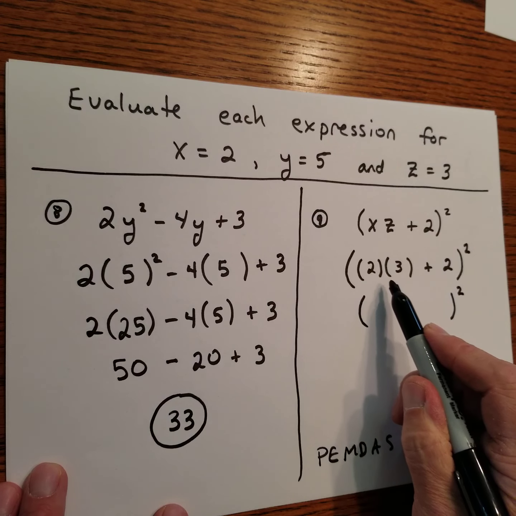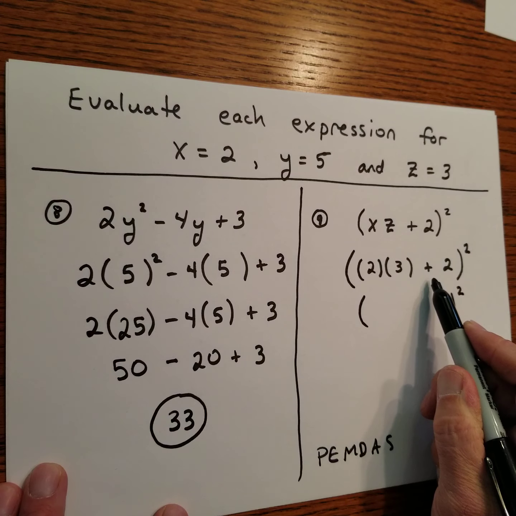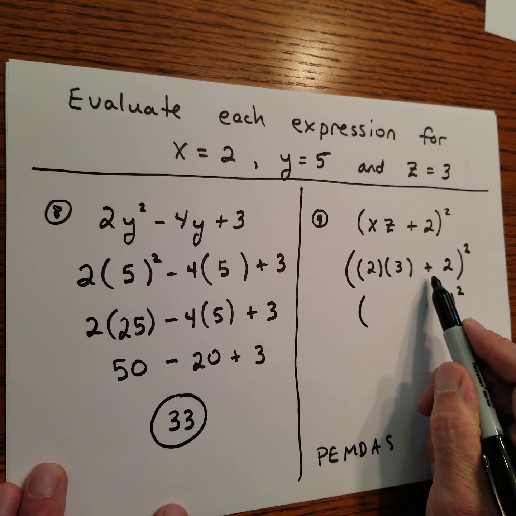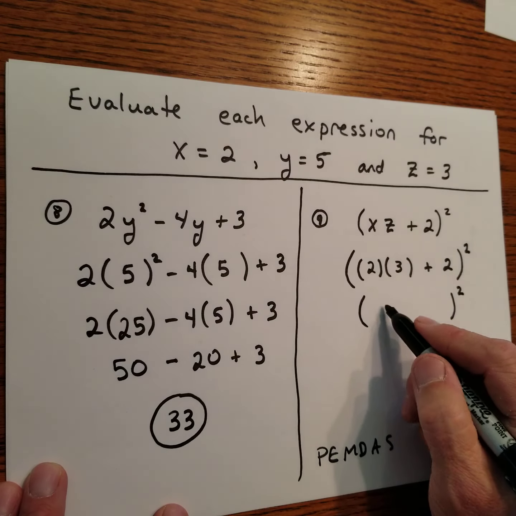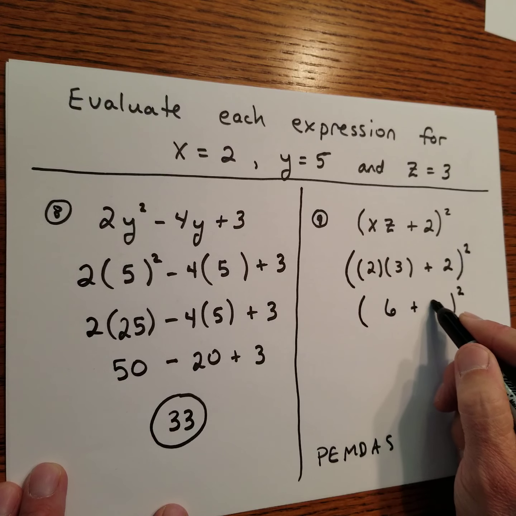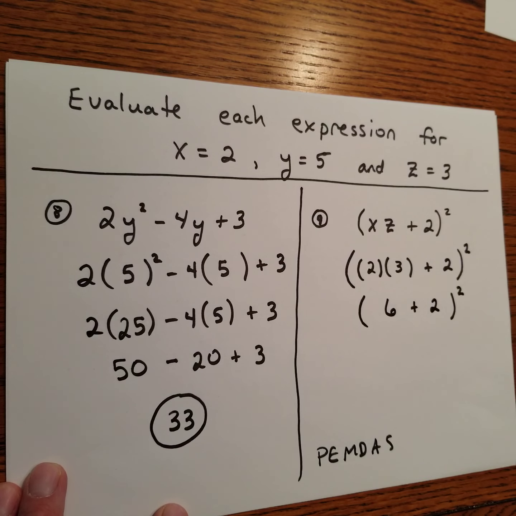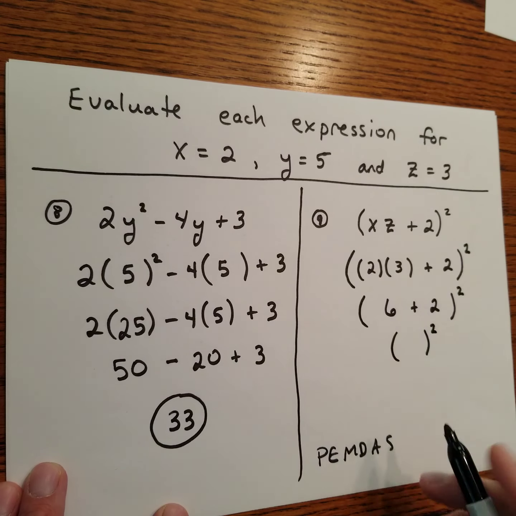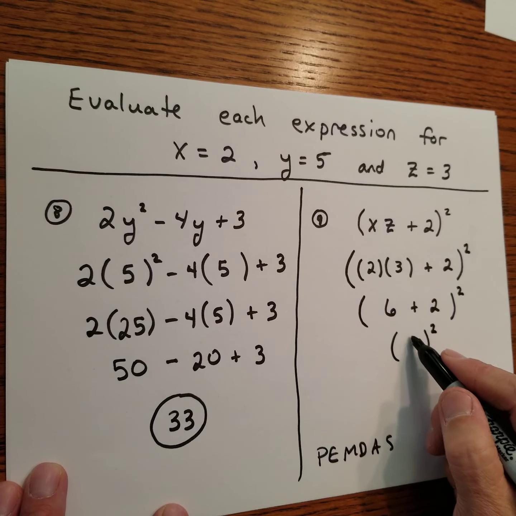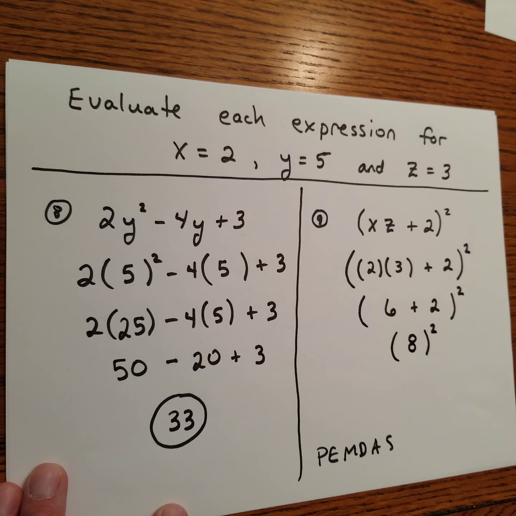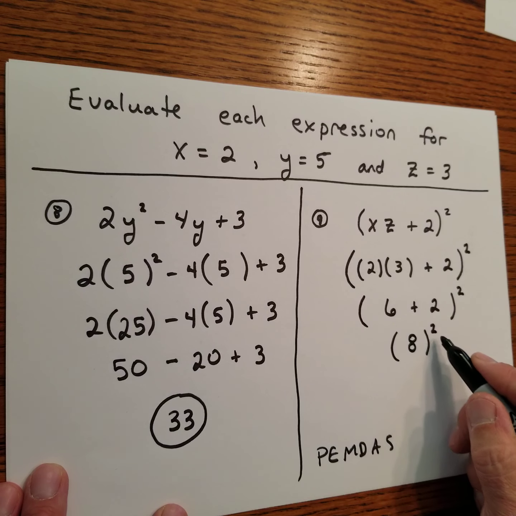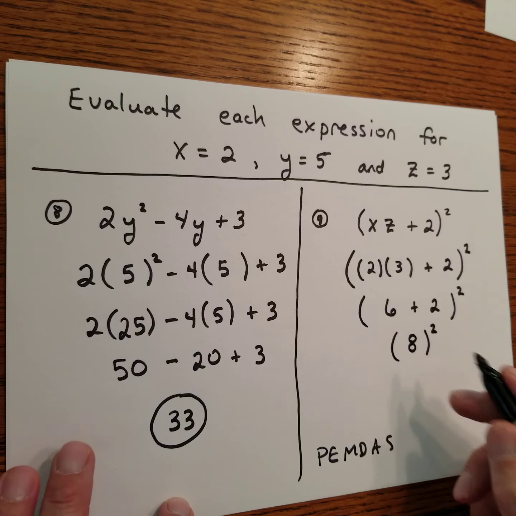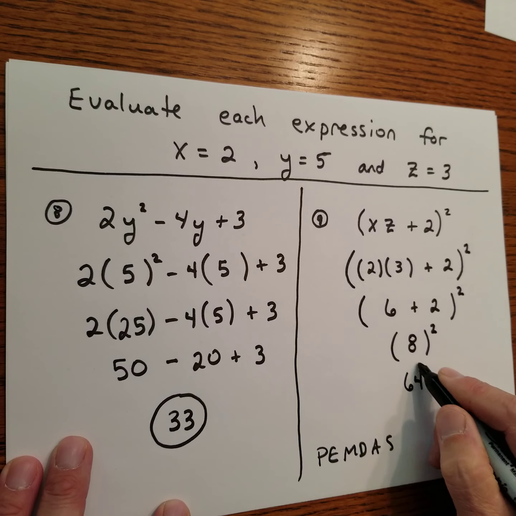Inside of the parentheses, I have multiply and add. Multiplication happens before addition. 2 times 3 is 6. Copy. Let's stay in the parentheses. 6 plus 2, that's 8. Now all that's left is to take 8 to the second power. 8 times 8, that's 64.